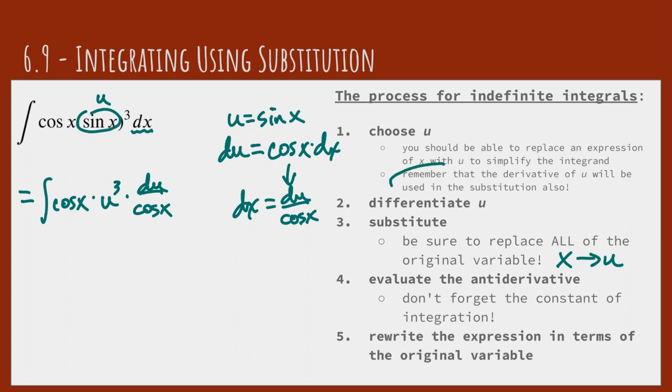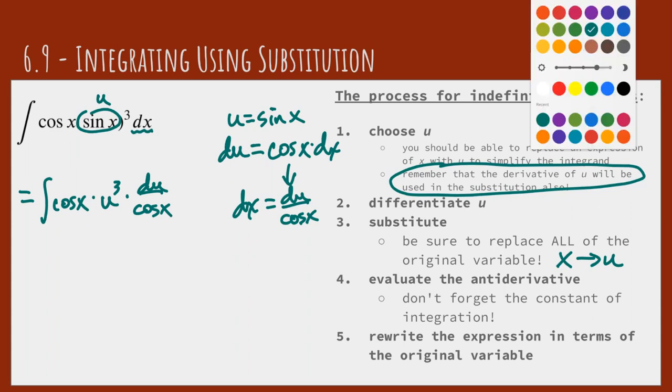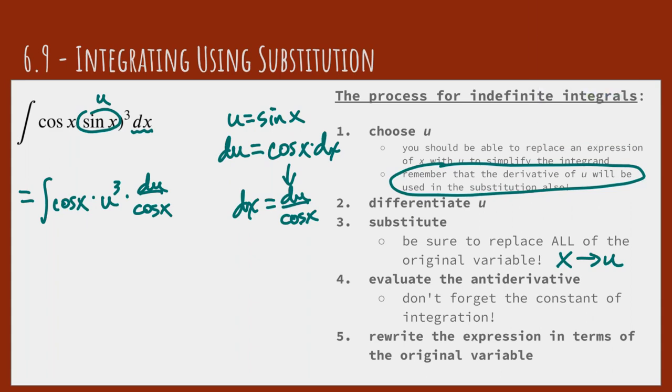Now, here's where what I was talking about in step 1 comes into play. If we've chosen appropriately, what's going to happen at this point is all the x's that remain are going to go away. So the cosine of x here and the cosine of x here cancel each other out. And now we just have the antiderivative of u cubed with respect to u. Okay, so I have no more x's in my expression.